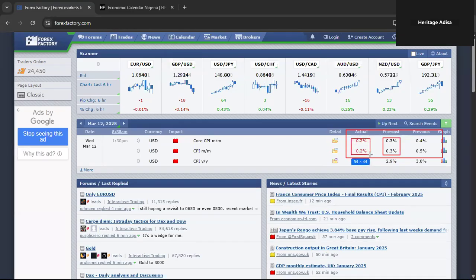If you compare what we had against what it was previously, it's a reduction. The core CPI last time was 0.4%. Now it is 0.2%. That's a drop in inflation. The headline CPI, month over month, was 0.5% before, now it is 0.2. Even the headline CPI year over year, the previous figure was 3.0. We were expecting 2.9%, we got 2.8%, which means naturally every single measure of inflation came in lower than expected.